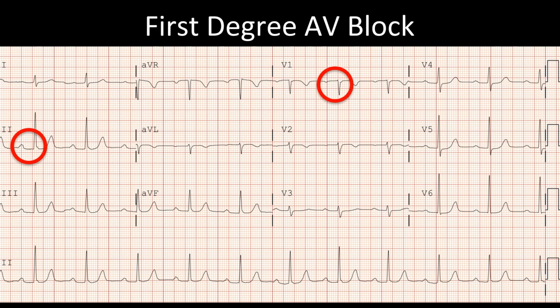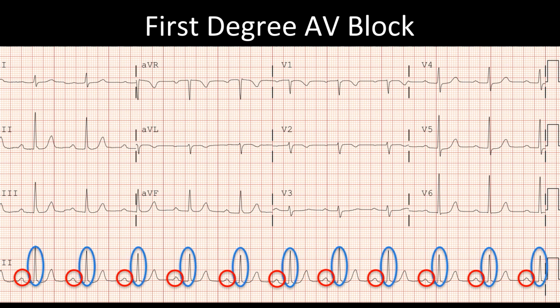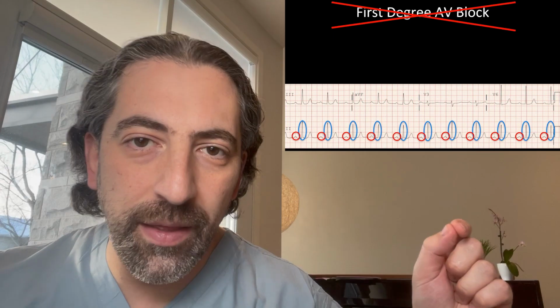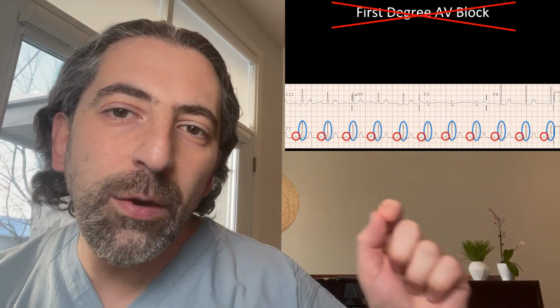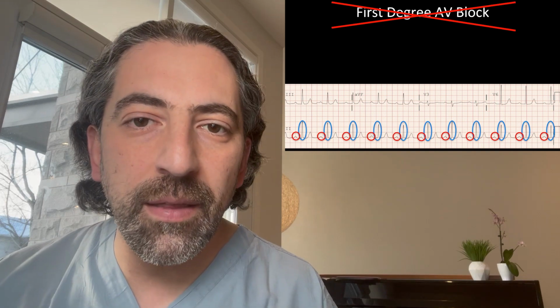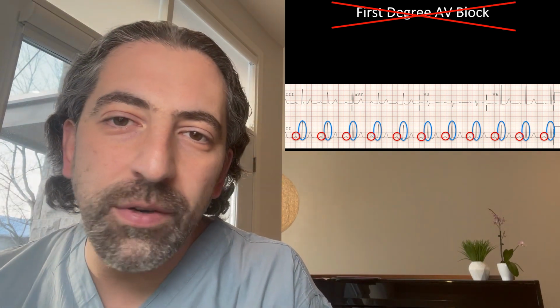Now, it's very important to note that even though we call it first degree AV block, every sinus P wave is followed by a QRS complex, and every QRS complex is preceded by a sinus P wave. So there's actually no block between the P wave and the QRS complexes. If the P wave rate is 80 beats per minute, then the QRS rate will also be 80 beats per minute because for every P wave, there's a QRS complex. So essentially, first degree AV block is not a cause of bradycardia, and it's actually not block at all.